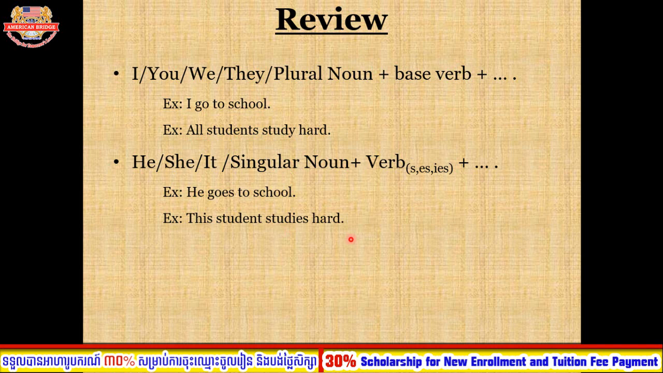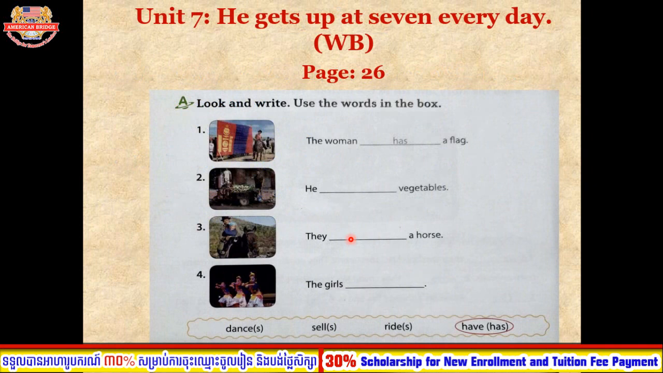Okay, everyone, do not waste the time. Right now, let's move to our exercise altogether. Our exercise will focus on pages 26 and 27. So you can open your book on page 26 altogether. On page 26 here, A, look and write. Choose the word in the box. Everyone, do you reach that page? That's good. Number one, before we do it, let's read it all first.